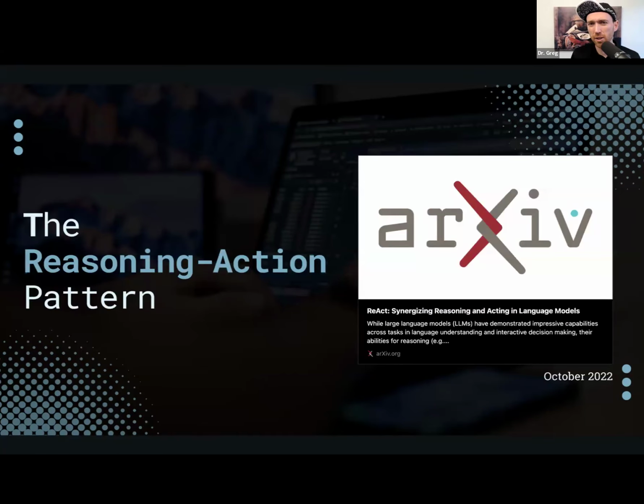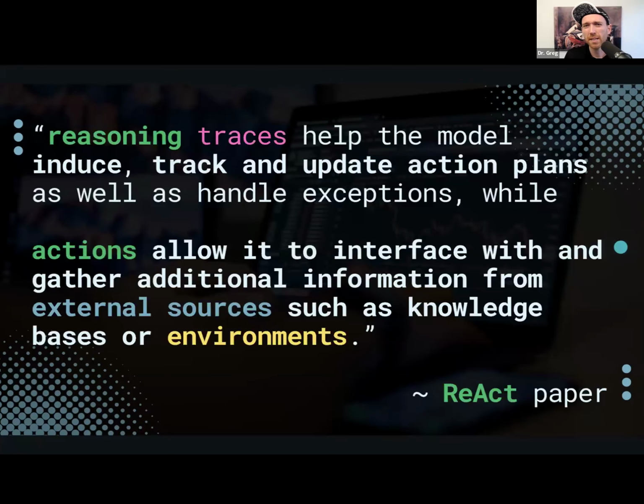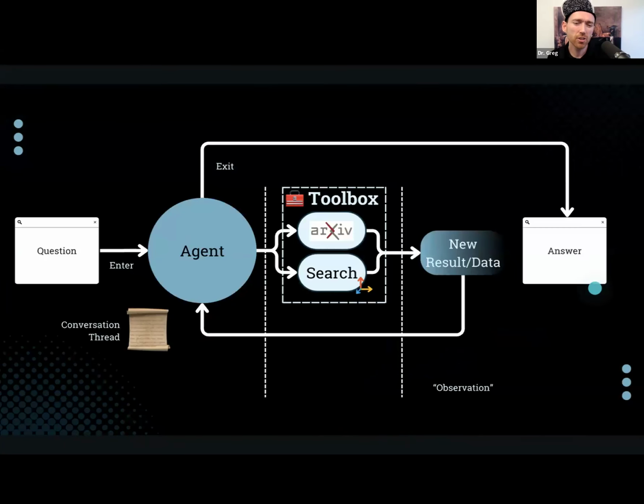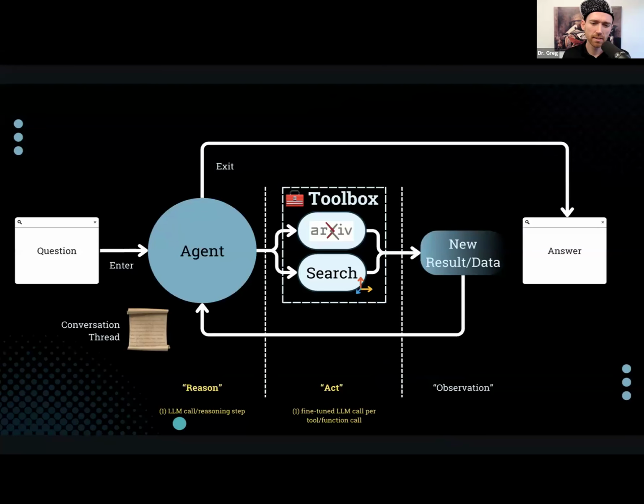This pattern outlined in the October 2022 paper ReAct sort of foreshadowed a lot of stuff to come in the land of agents. Reasoning traces help the model induce, track, and update action plans. Actions allow it to interface with and gather additional information from external sources. And so if we look at our little diagram here, we can actually see the reasoning step the LLM is taking. We can see the action step it's taking.